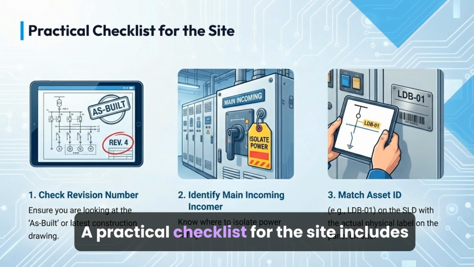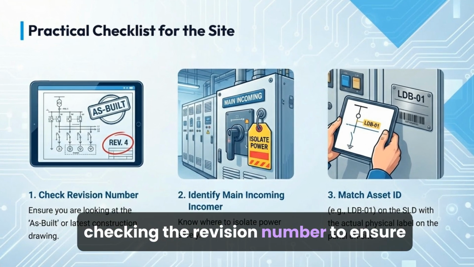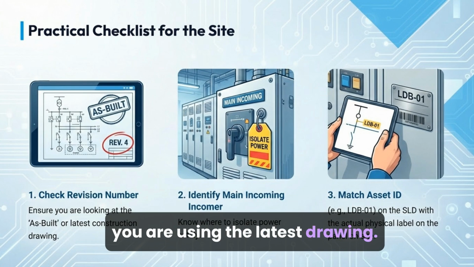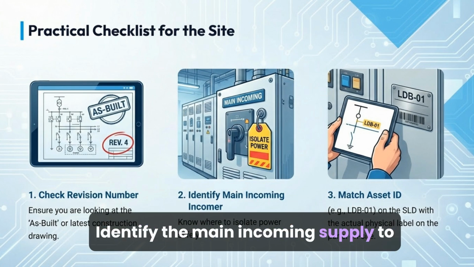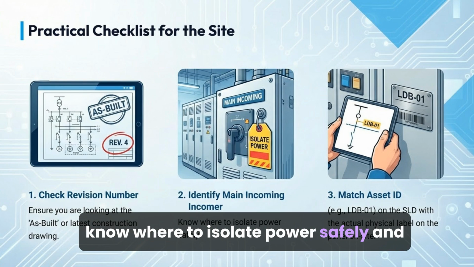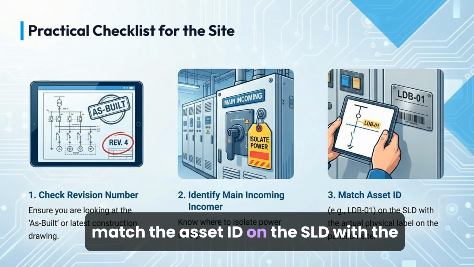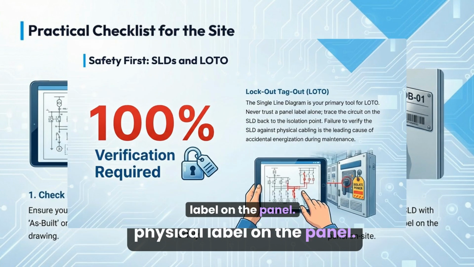A practical checklist for the site includes checking the revision number to ensure you are using the latest drawing. Identify the main incoming supply to know where to isolate power safely and match the asset ID on the SLD with the physical label on the panel.